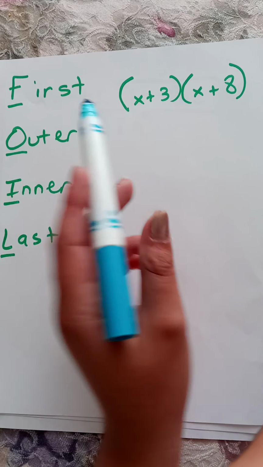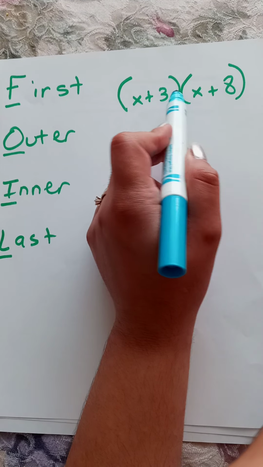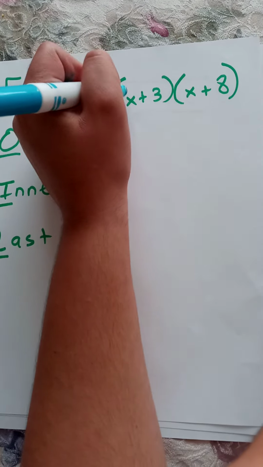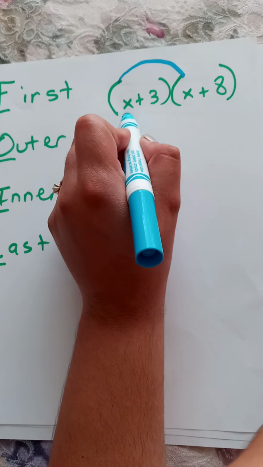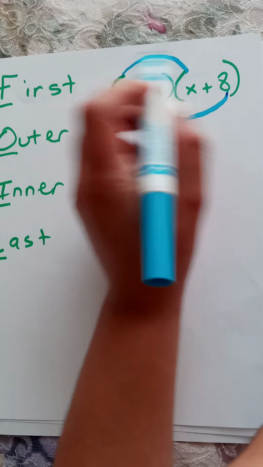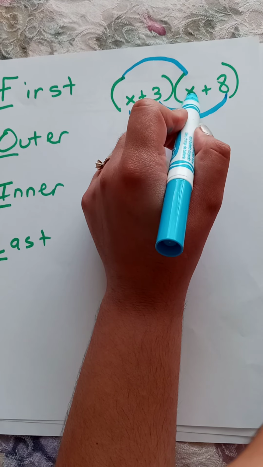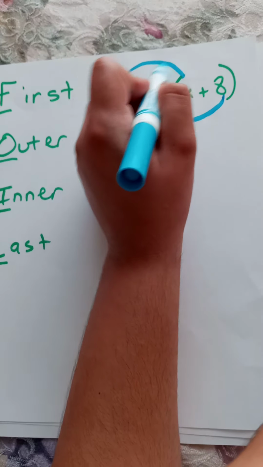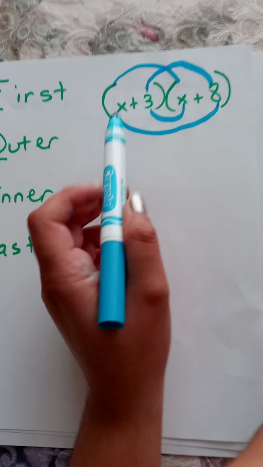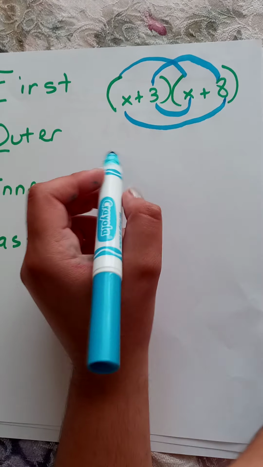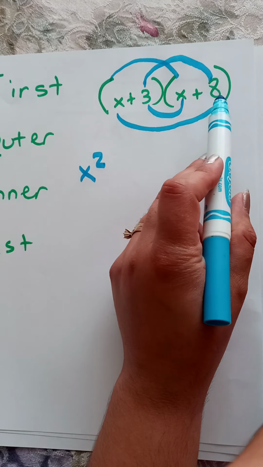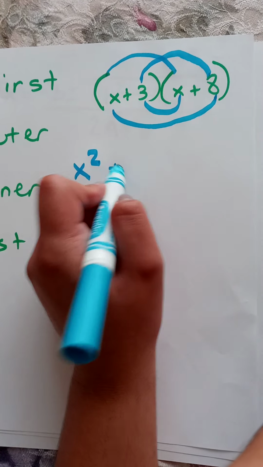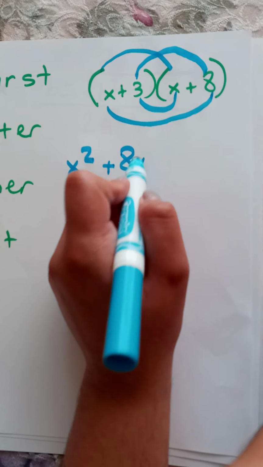First, we're going to multiply the first two variables of the equation. So we do first, and then outer, inner, and the last ones. So first, x times x is x squared. Outer, x times 8 is 8x. We're going to put positive 8x.